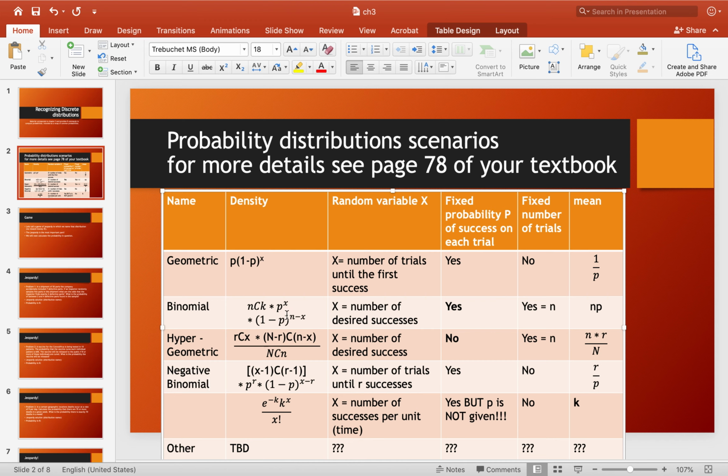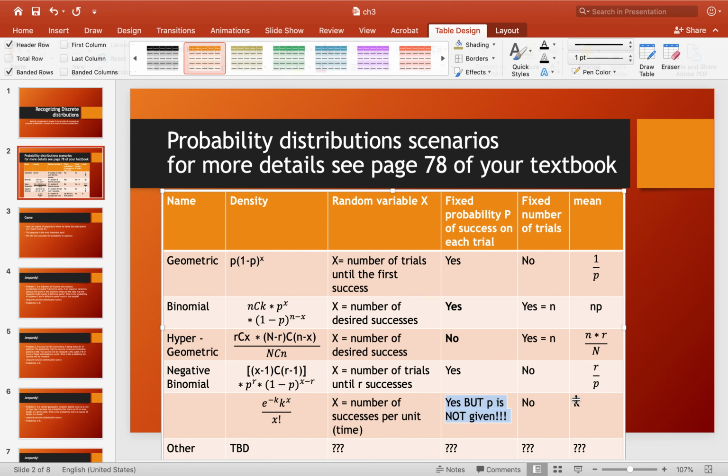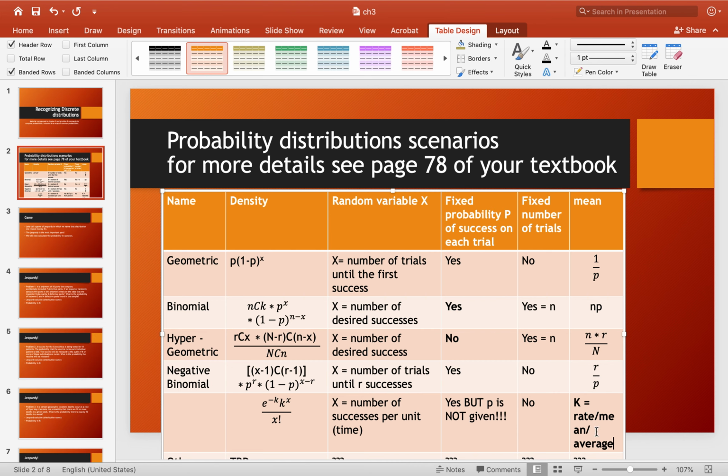And this distribution, the last one here, X is the number of successes per unit. That unit's often time, but it doesn't have to be. P is not given in the problem, so it doesn't really have the same feel of the other problems. But what is given is this k, the mean. This is sometimes a rate, or it's a mean, or it's an average, all of those things. So I'll just say that.